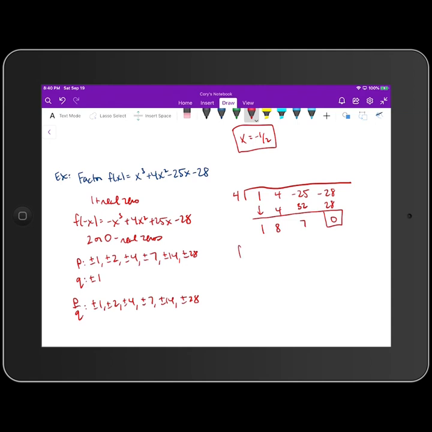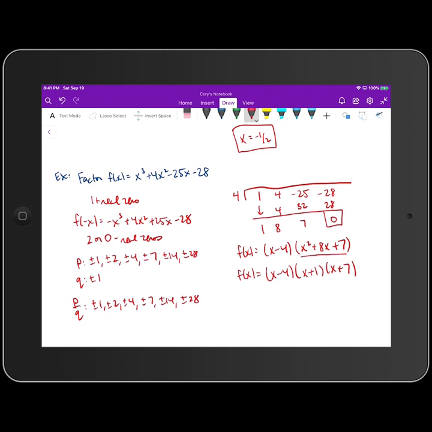So x minus 4. So 4 has to be a zero. x minus that number, x minus 4, has to be a factor. And when we factor that out, that leaves us with x squared plus 8x plus 7. And when we look at x squared plus 8x plus 7, that's factorable. So that's going to factor to x plus 1 times x plus 7. Okay, so again, that's the factored form.